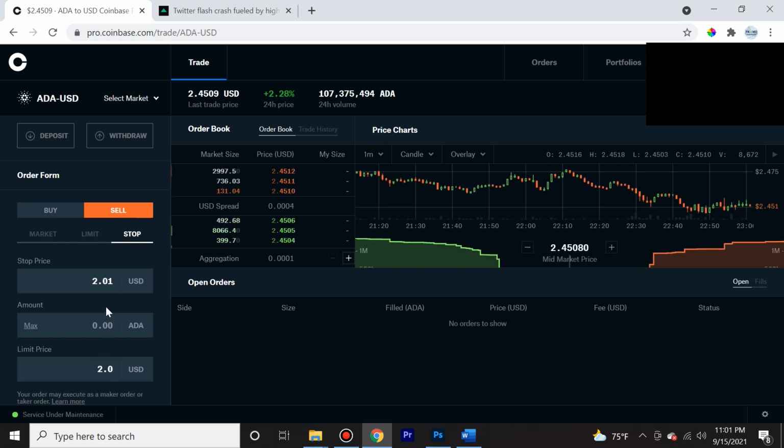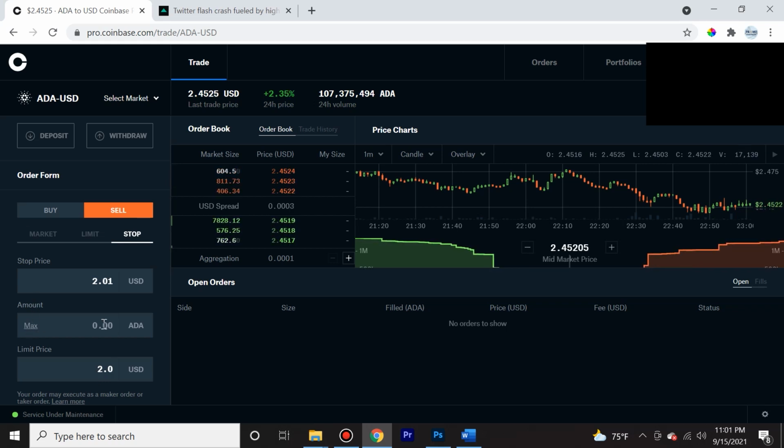$2.009. The reason I like to leave a little bit of a spread between the stop price and the limit price is because sometimes when things skid, they gap down, and what can happen is it goes past $2.01 and goes right past $2. Maybe everyone else already had limit orders in and it fills those limit orders first in the order book and you won't get filled.